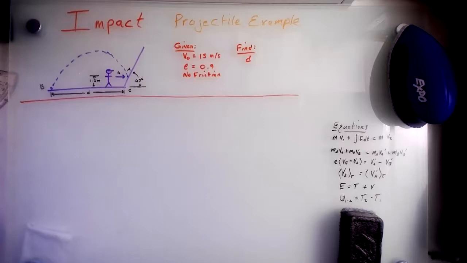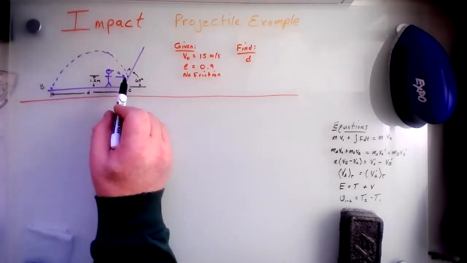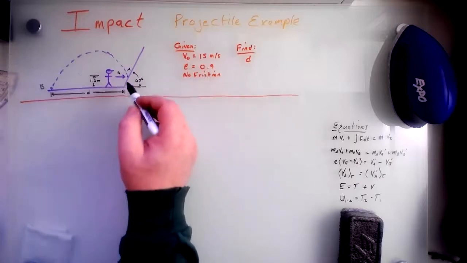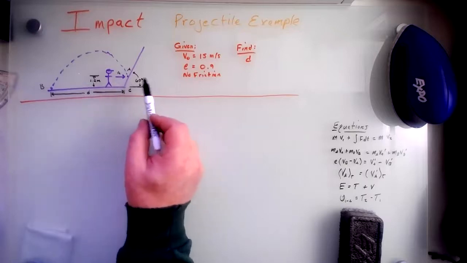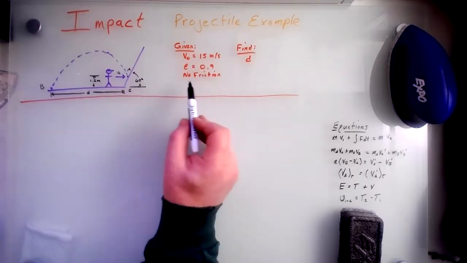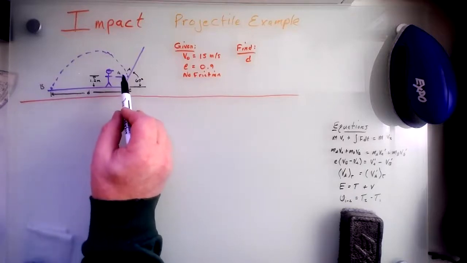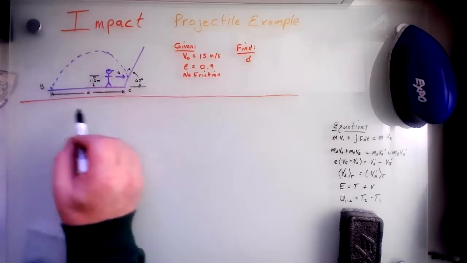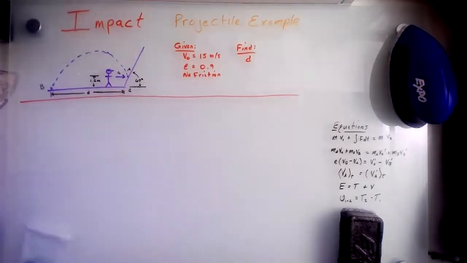Here we have a projectile example. A person on the field throws the ball horizontally at the wall at 15 meters per second. There's a coefficient of restitution between the ball and the wall at impact of 0.9. There is no friction in the system. So they throw the ball against the wall, then it bounces off, goes up over their head, and we're asked to find D. So let's get to it.